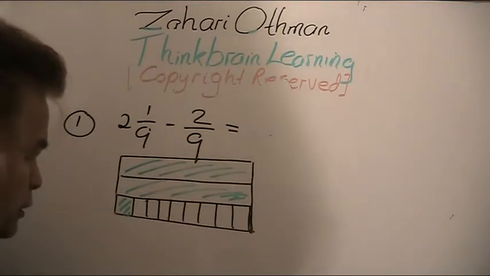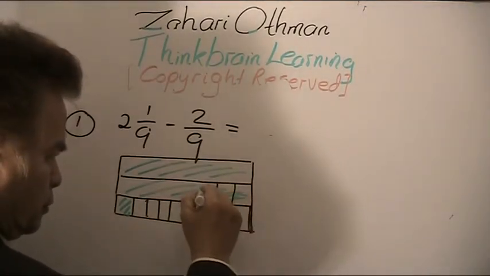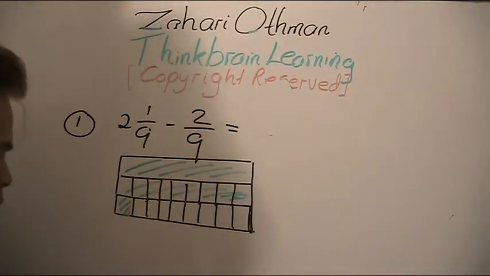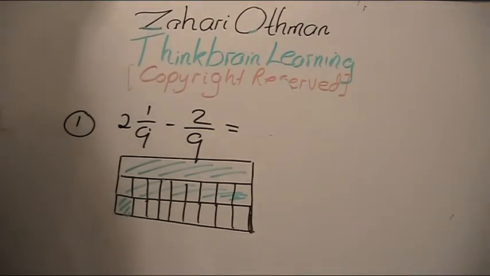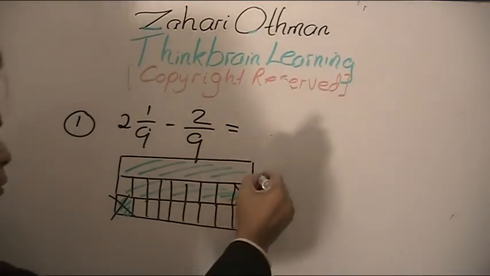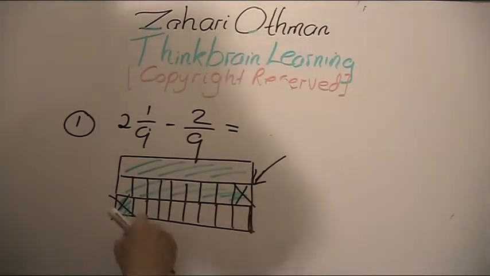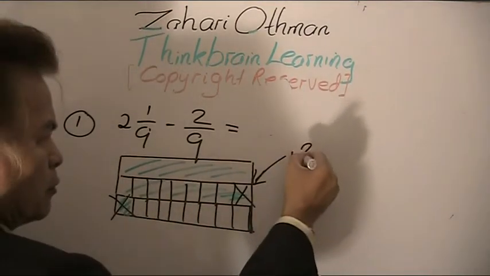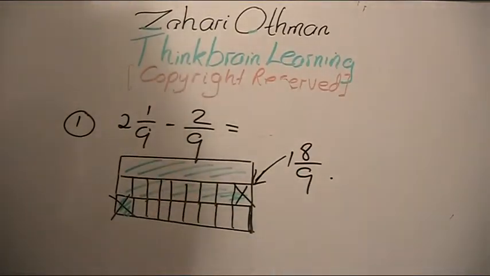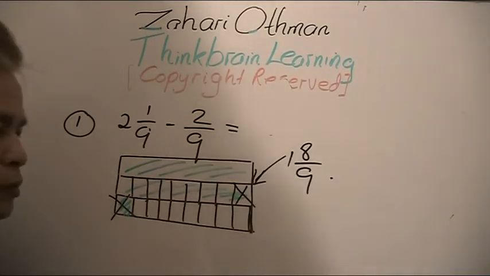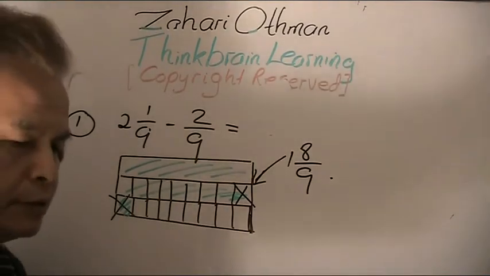For convenience, you divide this into 9 parts: 1, 2, 3, 4, 5, 6, 7, 8, 9. So you cross out this 2/9. What remains here is 1, 2, 3, 4, 5, 6, 7, 8, so 8/9. I hope you can draw this diagram as quickly as possible. Pause and copy this down. If you have done it, that's good.